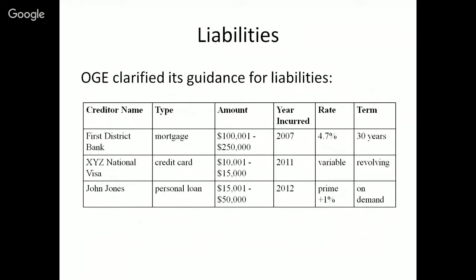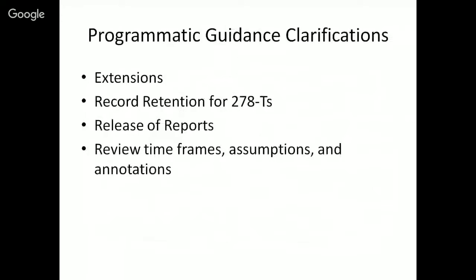Okay, we have one item to mention with respect to liabilities. The new guide removes the requirement to report the city and state of a creditor. Okay, we're now going to turn to a few programmatic items, starting with extensions.